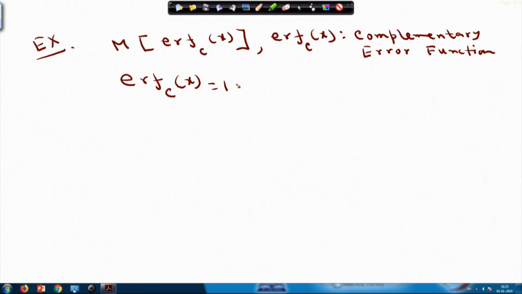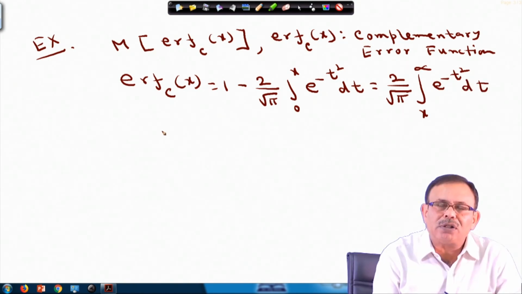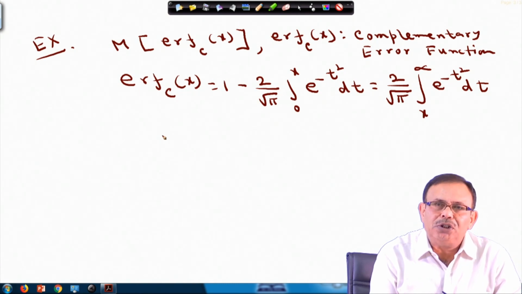This complementary error function is given by ERFC of x, which equals 1 minus the error function of x, that is 1 minus 2 by root pi integral 0 to x e power minus t square dt. Directly, you can also write it as 2 by root pi integral x to infinity e power minus t square dt.